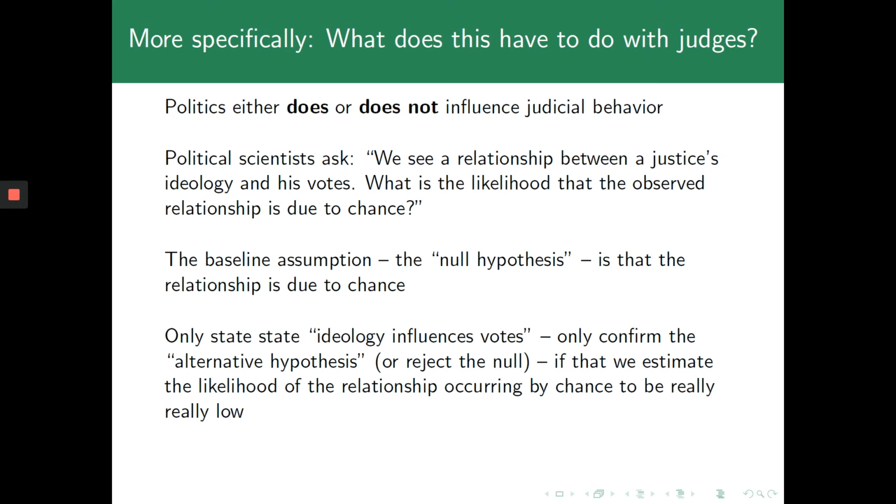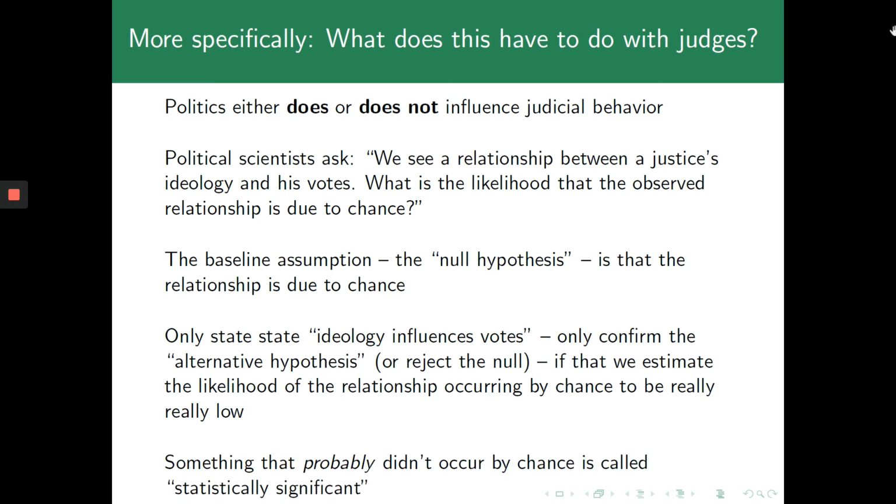Let me state that a different way. If a scientist says the probability of the relationship between ideology and votes being random is 2% or 3%, that it's so low as to be very unlikely due to chance, then and only then do you come to the conclusion that X influences Y, or here ideology influences votes. Something that probably didn't occur by chance is often referred to as statistically significant. Now, all of these things have fancier definitions that you might get in your statistics class or your political science 251 or whatever class you end up taking. I don't think they're necessary here.